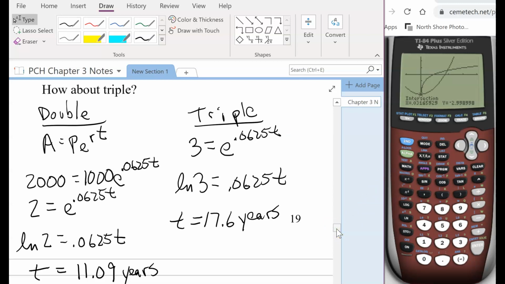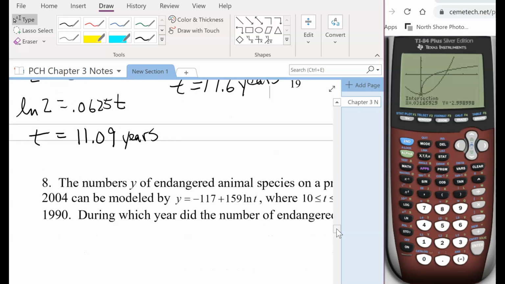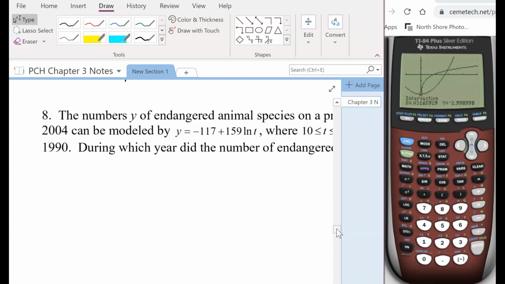And moving on to number 8, it says the number Y of endangered animal species on a protected wildlife preserve from 1990 to 2004 can be modeled by Y equals -117 plus 159 natural log T, where T is between 10 and 24 years, with T equal 10 corresponding to 1990. During which year did the number of endangered animal species reach 342?